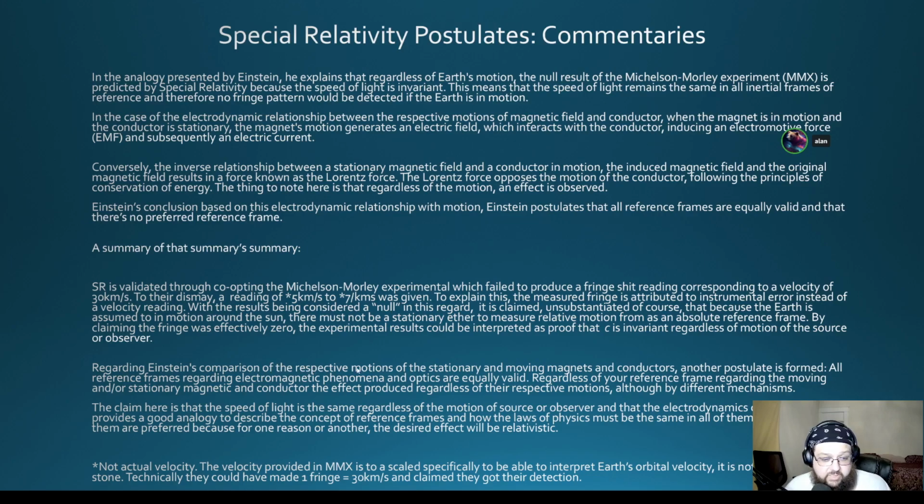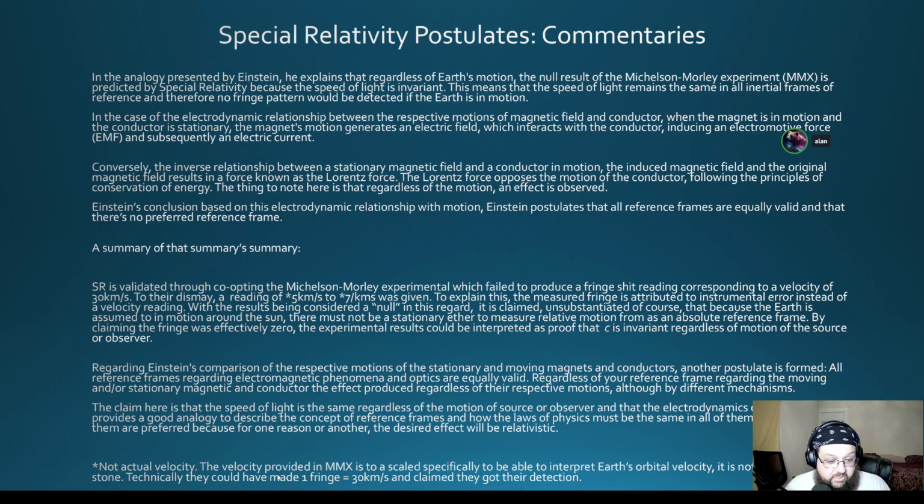Regarding Einstein's comparison of the respective motions of the stationary and moving magnets, another postulate is formed. All reference frames regarding electromagnetic phenomena and optics are equally valid. Regardless of your reference frame, the moving magnet and stationary conductor effect are produced, and it doesn't matter, although the mechanisms of what is produced are different. The claim here is that the speed of light is the same regardless of the motion of the observer, and that the electrodynamics of moving bodies provides a good analogy to describe the concept of all reference frames and how the laws of physics must be the same, and that none of them are preferred because for one reason or another there will be a desired relativistic effect.